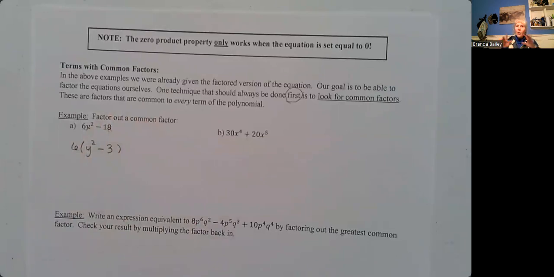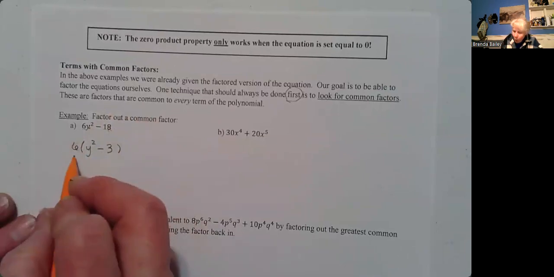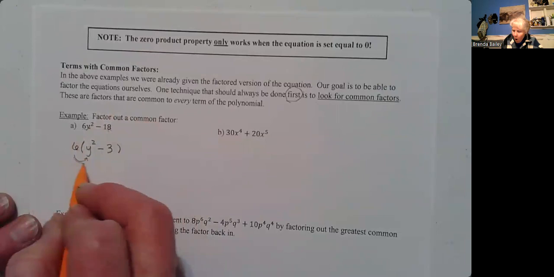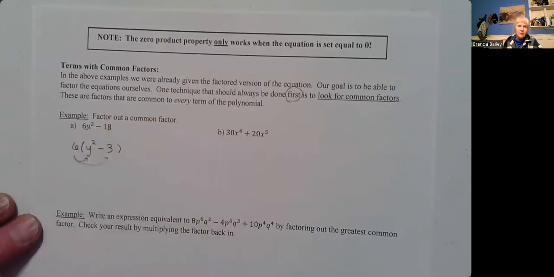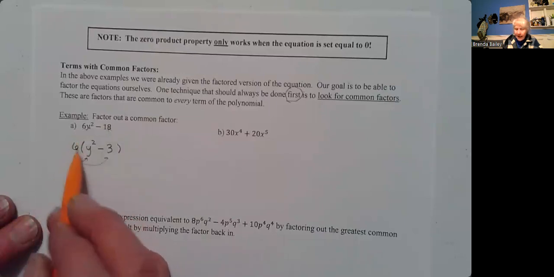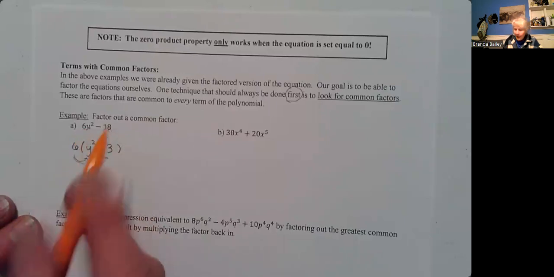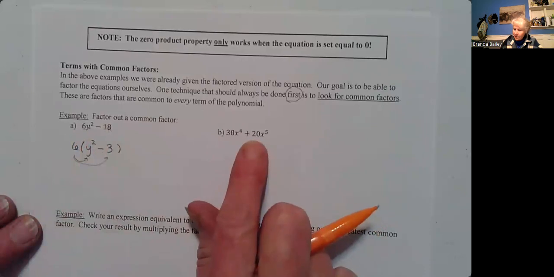So we're just pulling out what's in common and putting it in the front. You can check these. When you multiply, you always come back to the original, always. And it's important not to forget to pull this out when you start to factor. All right, let's look at this one right here.